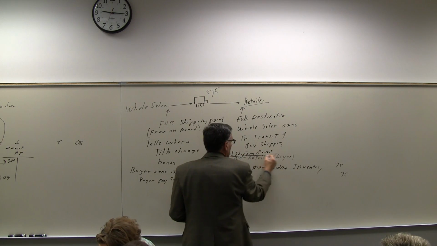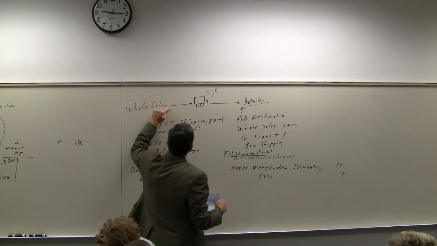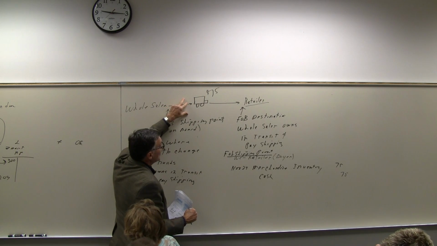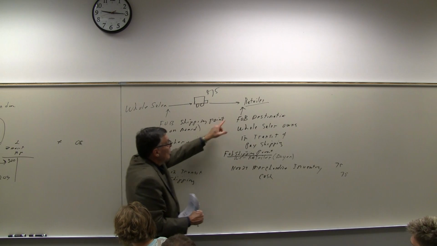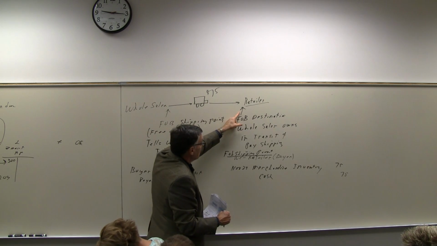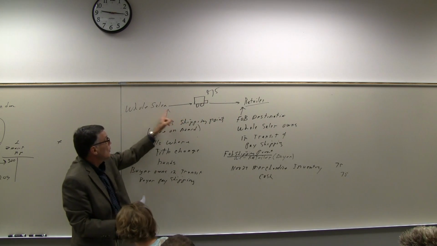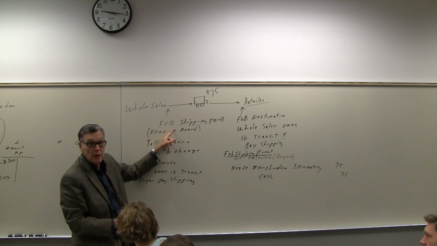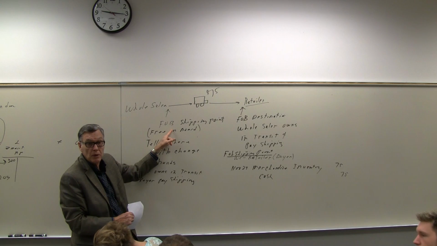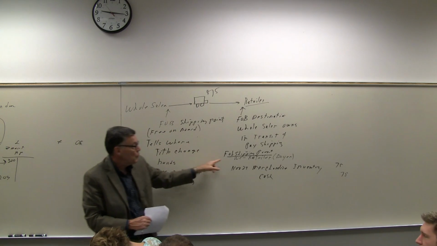If it's FOB shipping point, that means we bought it here, we owned it in transit, and this is what it looks like. Now if it's FOB destination, that means the seller, the wholesaler, owns it, the wholesaler would pay it, and it would show up in his or her books. But we're the retailer.